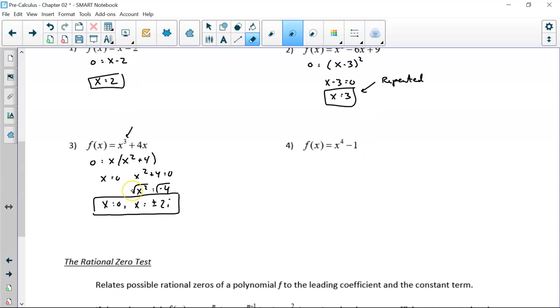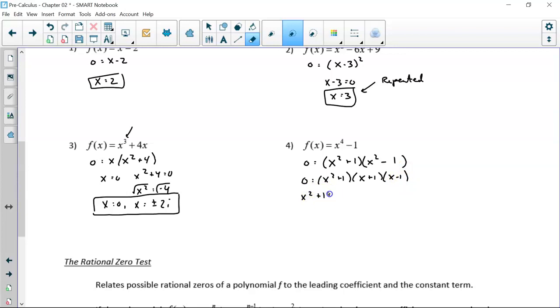Now for problem number 4. 0 equals. Now this is a polynomial in quadratic form. x to the fourth is a perfect square and so is 1. When we factor this, it's actually going to be x squared and x squared for our first terms, and our last term is a 1. So it's a plus 1 and a minus 1. x squared plus 1. And we can factor x squared minus 1 to be x plus 1, x minus 1.